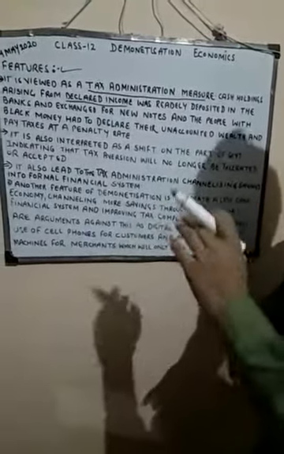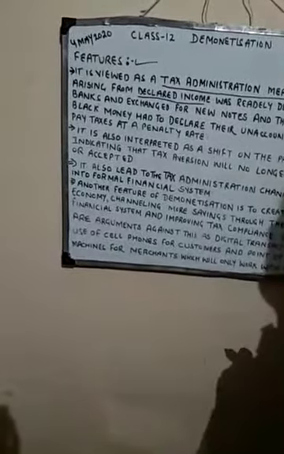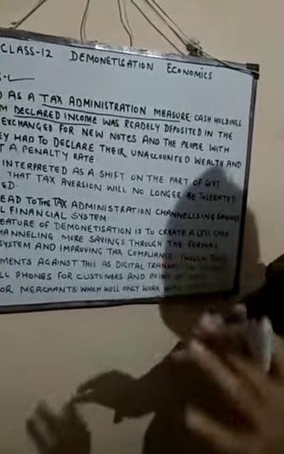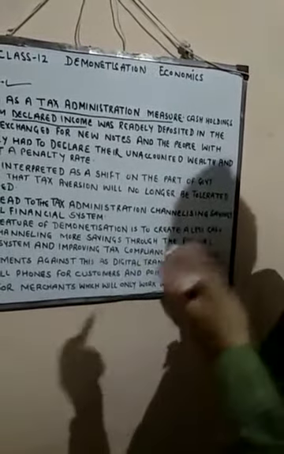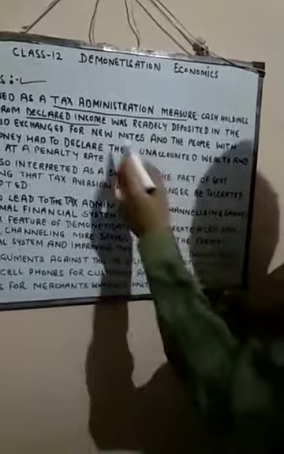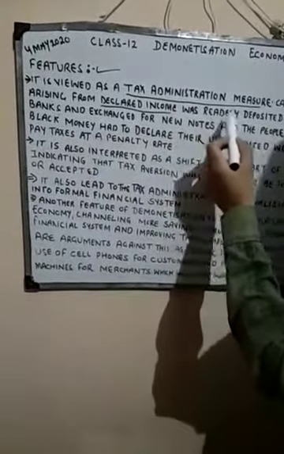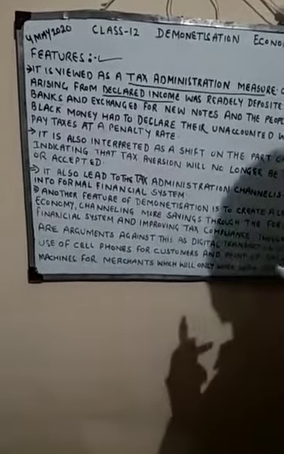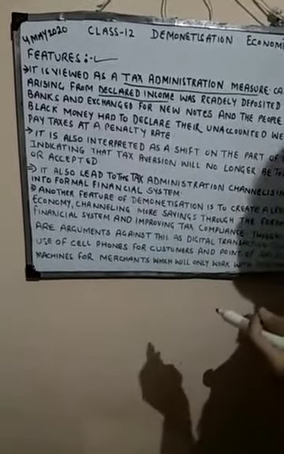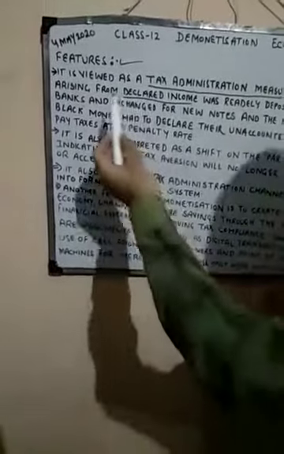This is the last thing. Initially it was like that. If you have 100 rupees, you will get 80 and 20 will be kept with the government. So this was the scheme that people should declare their income. Declared income was readily deposited in the banks. Many people also got a chance to deposit their unaccounted money and exchange it for new notes.